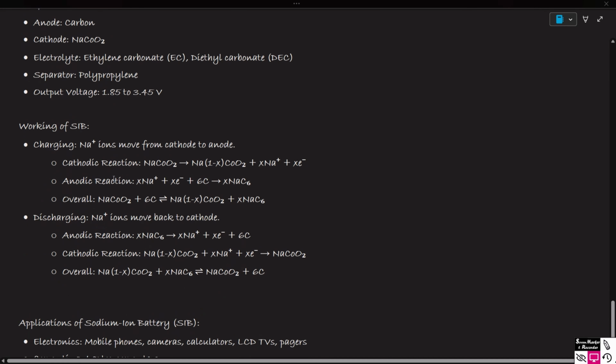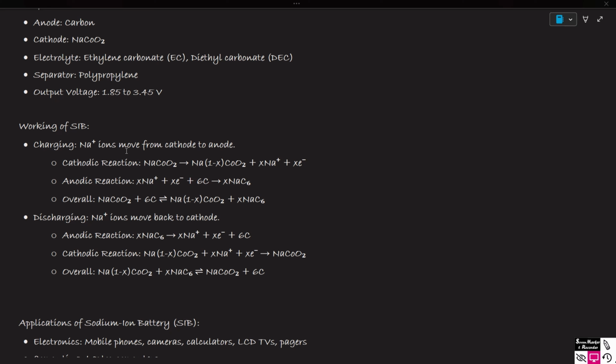Okay, so the working of sodium ion is simple. We need to charge the sodium ions, Na plus, and move them from cathode to anode, and these are the cathodic reaction, anodic reaction, and overall. Even if you are facing problems, you can write the overall reaction rather than writing both, but it is preferred to write all the 3 reactions. So it depends on you how you want to write.